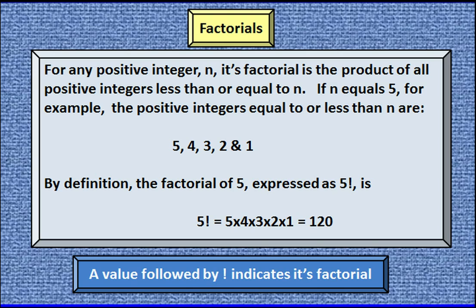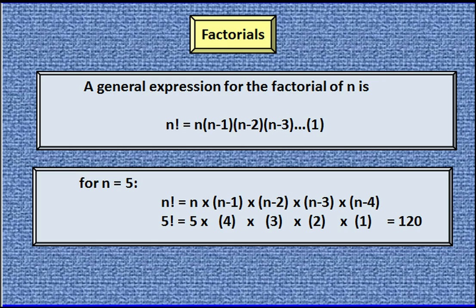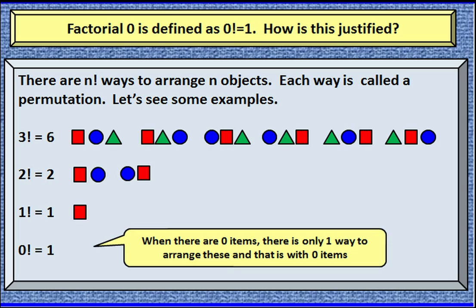A value followed by the exclamation mark indicates its factorial. A general expression for the factorial of n is n factorial equals n times the quantity n minus 1 times the quantity n minus 2 times the quantity n minus 3, and so on until you get to 1. For n equals 5, n factorial equals 5 times 4 times 3 times 2 times 1, which is equal to 120. Factorial 0 is defined as factorial 0 equals 1.